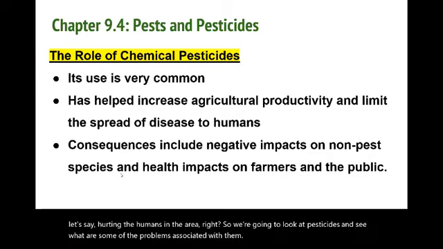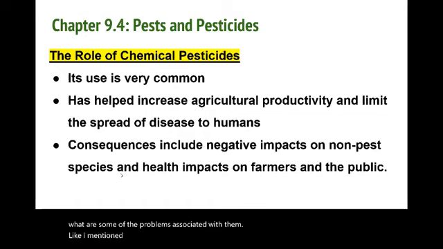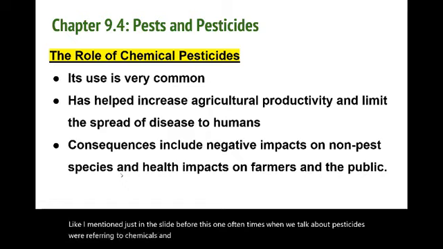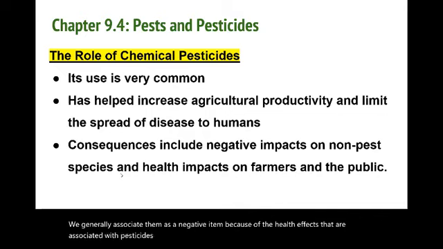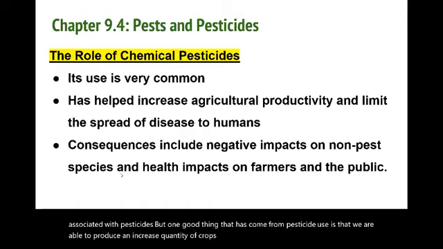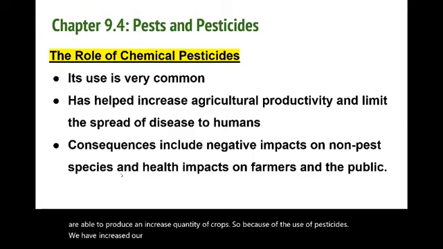So, like I mentioned just in the slide before this one, oftentimes when we talk about pesticides, we're referring to chemicals and synthetic compounds, and we generally associate them as a negative item because of the health effects that are associated with pesticides. But one good thing that has come from pesticide use is that we are able to produce an increased quantity of crops. So because of the use of pesticides, we have increased our food production, right? We're able to kill a lot of organisms that feed on the crops and limit how much they're able to consume.